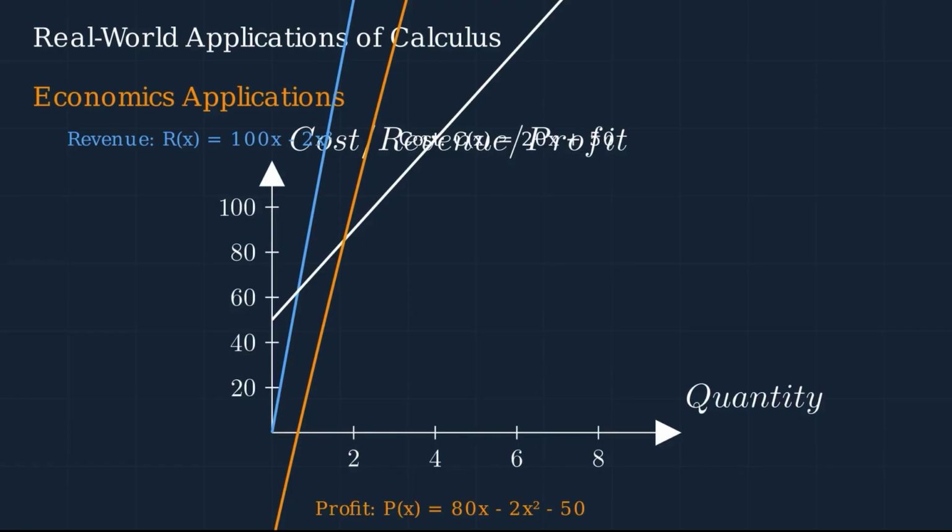Taking the derivative of the profit function, we get p prime of x equals 80 minus 4x. Setting this equal to 0 and solving, we find that the optimal quantity is 20 units. The maximum profit point actually falls outside our current view at x equals 20, where the profit would be maximum.